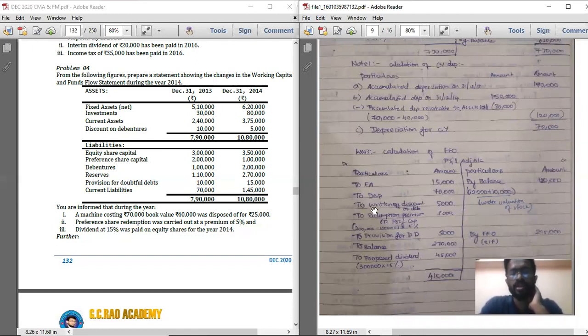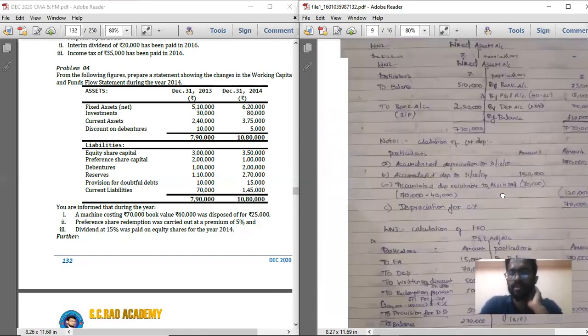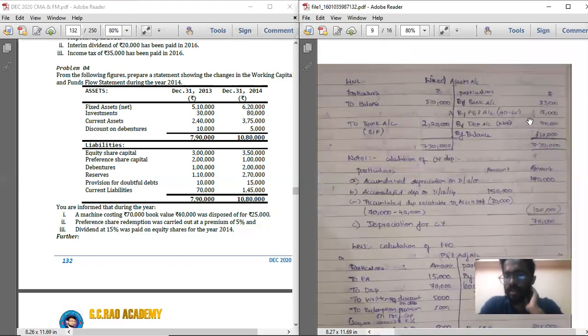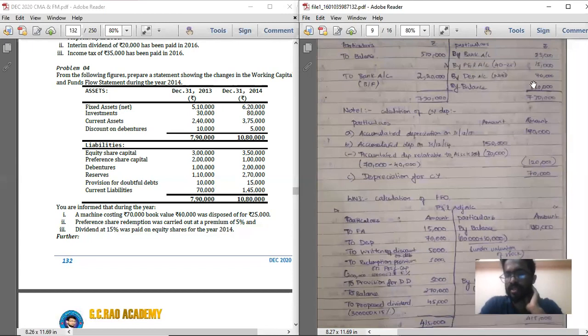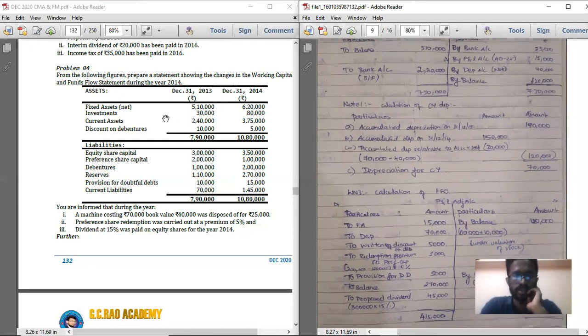Remaining all the calculations you should take into consideration. Here, coming to the first entry, that is by P&L 15,000. So to fixed asset 15,000. Then by depreciation 70,000. So to depreciation 70,000. These should all be taken to the P&L account. And next is discount on debentures, last year 10,000, this year 5,000. So you have written off 5,000 of discount on debentures. So to discount on debentures, 5,000 in the debit column.